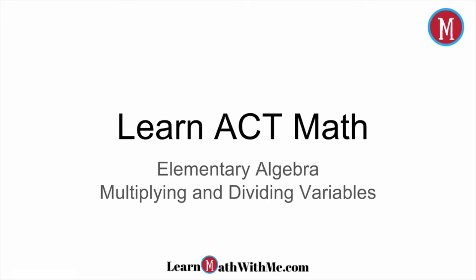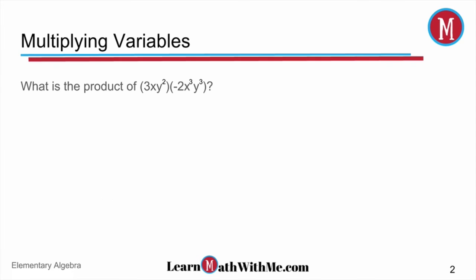This is the elementary algebra video for multiplying and dividing variables. Our first example is of multiplying variables, and it asks what is the product of this expression. Now, what we need to remember when we're multiplying variables, we add the exponents. We add the exponents of the like variables.